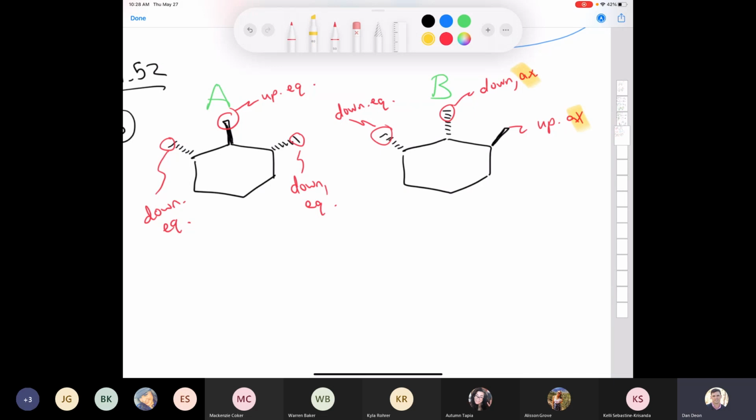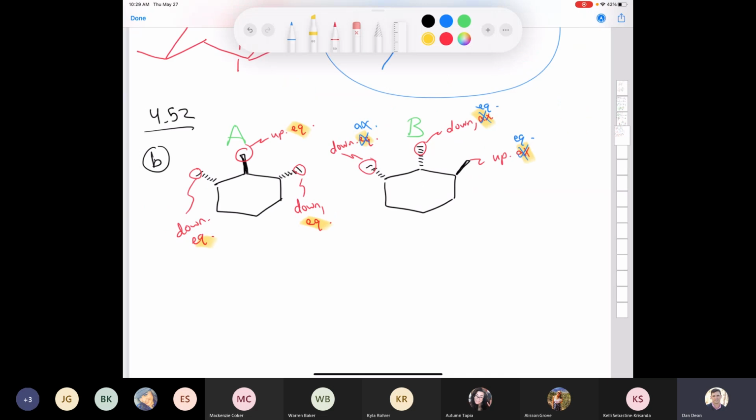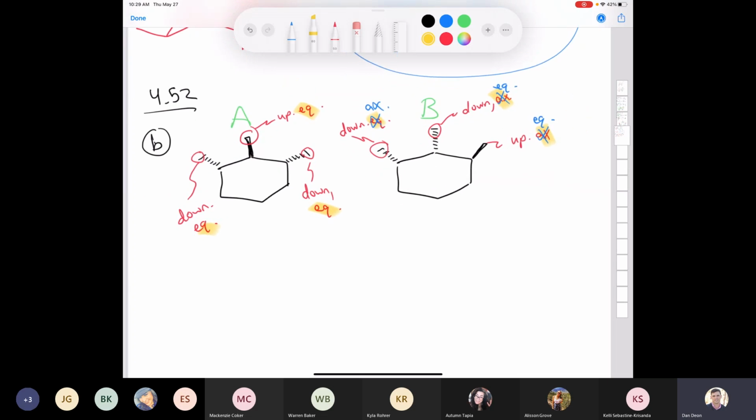And if you're like, well, couldn't I flip it? If you flip the ring, then this would be equatorial, this would be equatorial, but this would still be axial. And in the first one, we have a conformation where every single thing is equatorial. Give me a thumbs up if you follow me on that. Or if you don't, stop me and take a harder look at it.